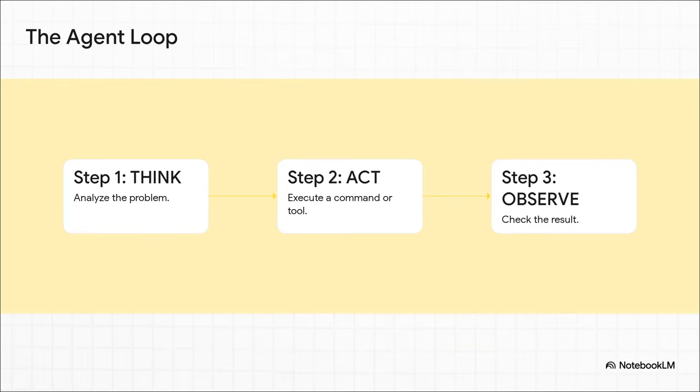The entire behavior of the agent is driven by this fundamental engine. It's a super simple but powerful 3-step loop. First, it thinks. It analyzes the problem. Then it acts. It runs a command or uses a tool it has. And finally, it observes. It checks to see what happened. And that cycle just repeats and repeats until the task is complete.